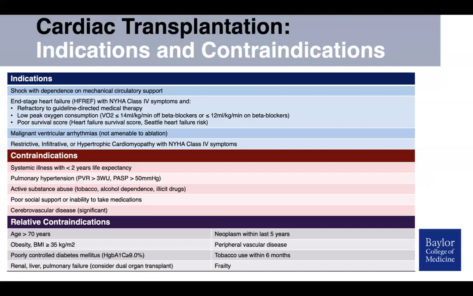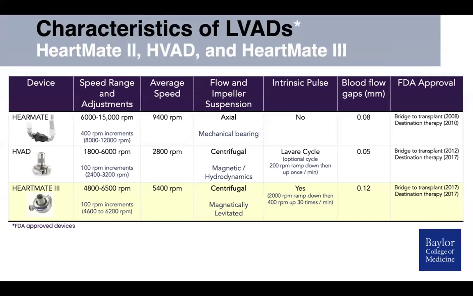Indications and contraindications for transplantation are very important. This includes end-stage heart failure, and contraindications if they have active malignancy or a systemic illness outside of heart failure that limits their survival. And then there are also relative contraindications to undergoing a transplantation. So the LVADs are there as a way to augment heart function, and the HeartMate 3 is the currently used device that we use.